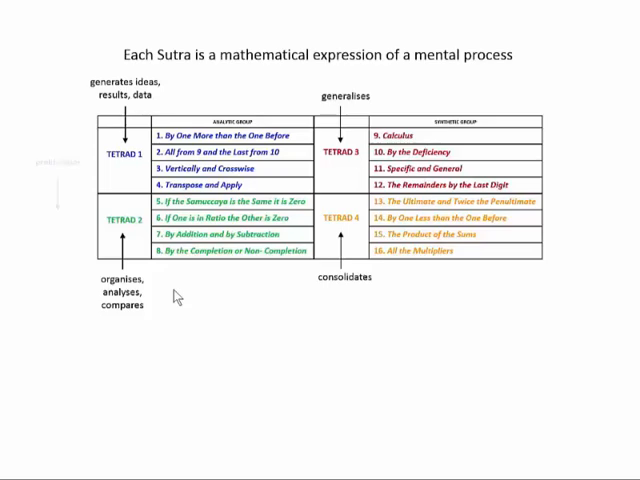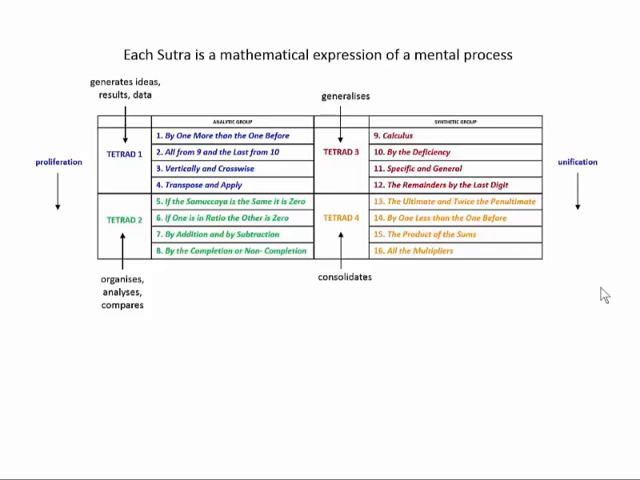So the analytic group is a process of proliferation, fragmentation, and in the synthetic group, we get unification. So we start off with unity, we start off with some problem or question, and we come to a final answer at the end, which is our unification.